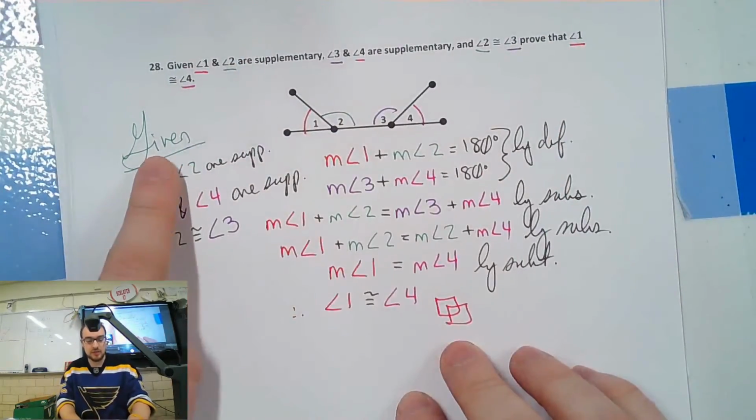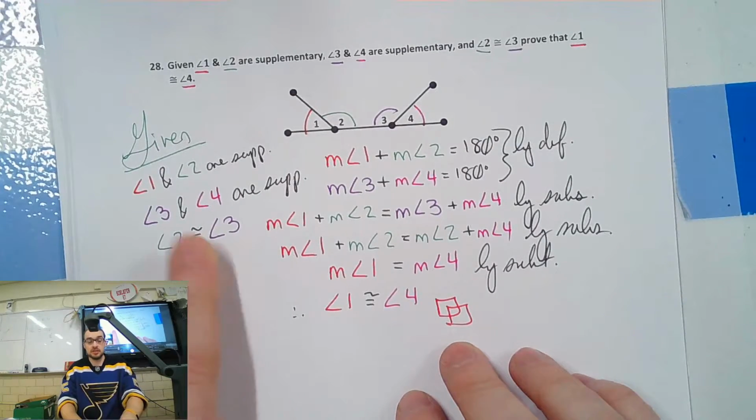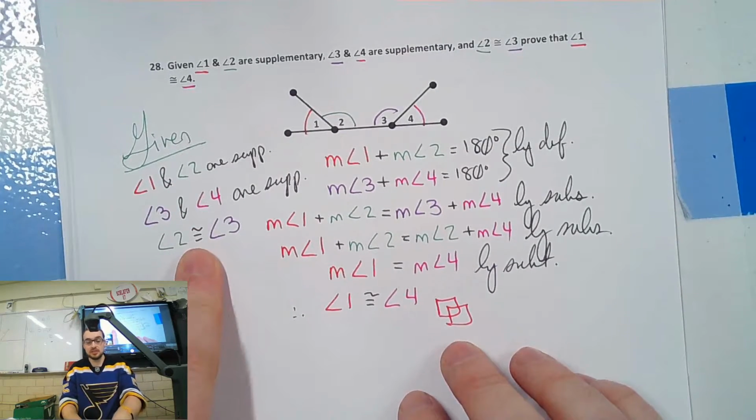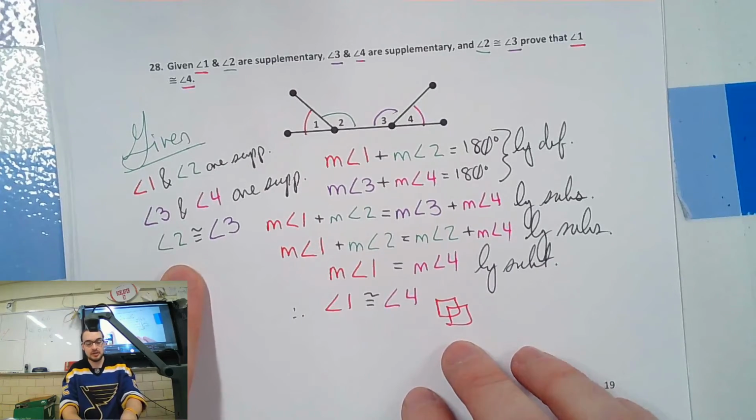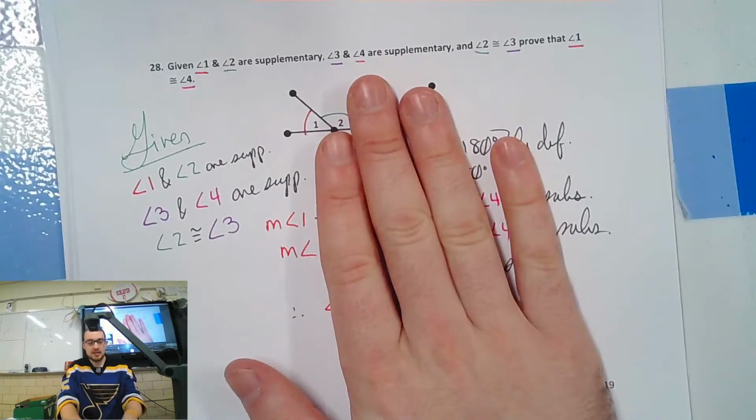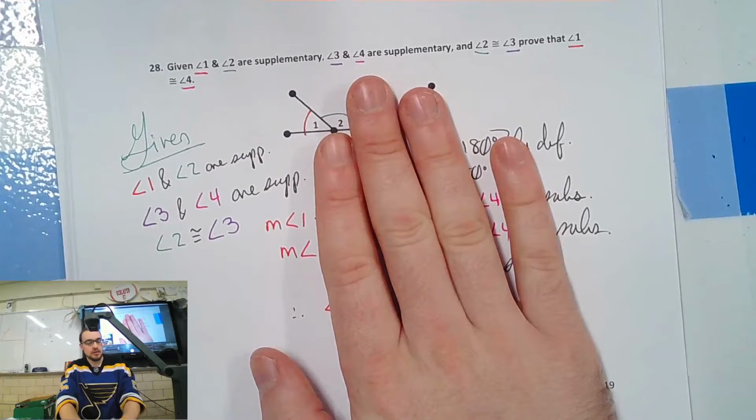So I wrote down all the stuff and gave it colors, and I wrote down my givens. Do that because, 1, you have to, and it's free points because you literally just write down what the instructions say. And then 2, it kind of helps you with the setup. They say 1 and 2 are supplementary. They say 3 and 4 are supplementary, and they say 2 and 3 are the same thing.